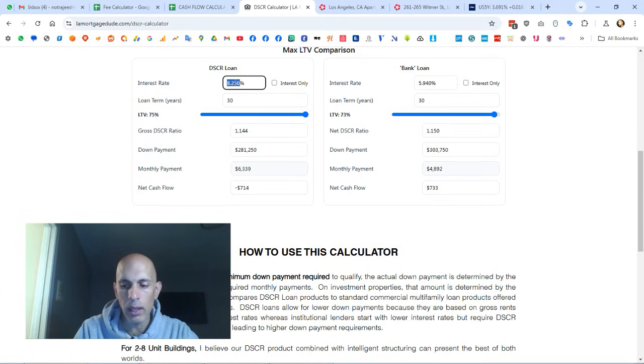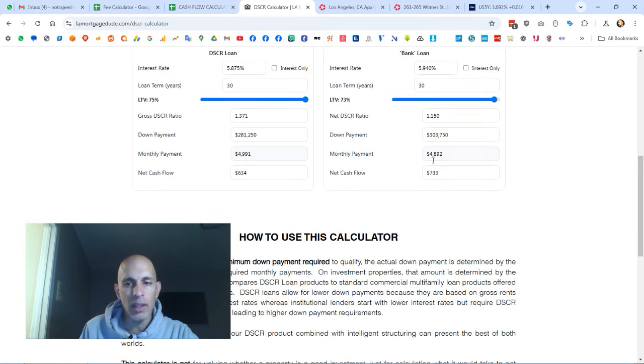You can likely get a 5.875% with the buy down, and get your interest rate to 1.37, and your cash flow, let's see here, 1.15. 733 versus 644. This is 5.875. This is 5.940. Your monthly payment on this is $49.91. On the DSCR loan, on the agency loan, it's $48.92.